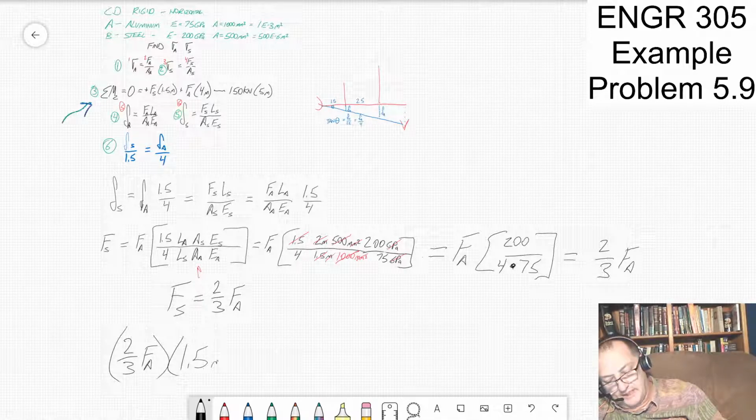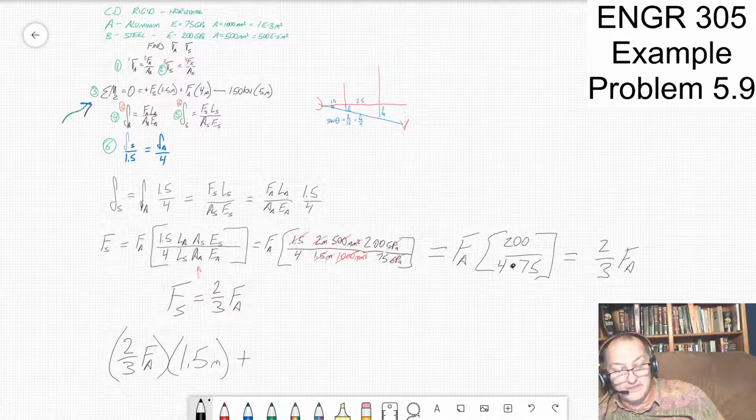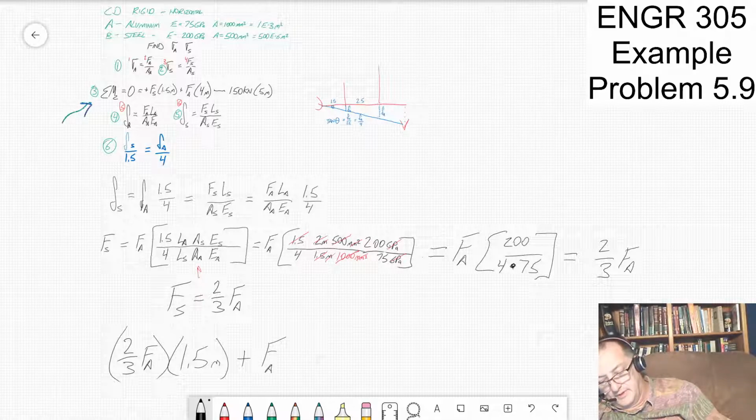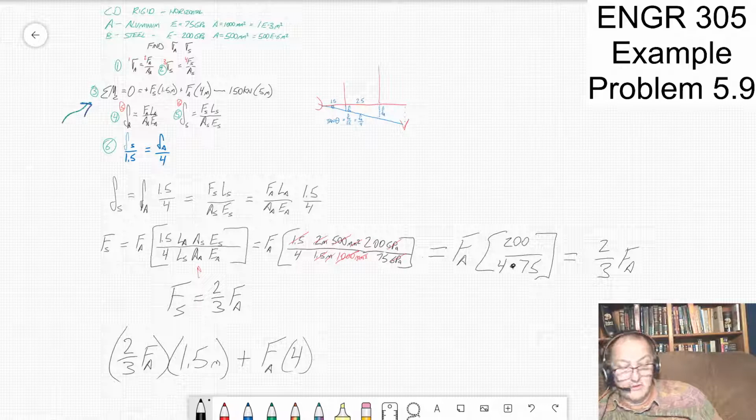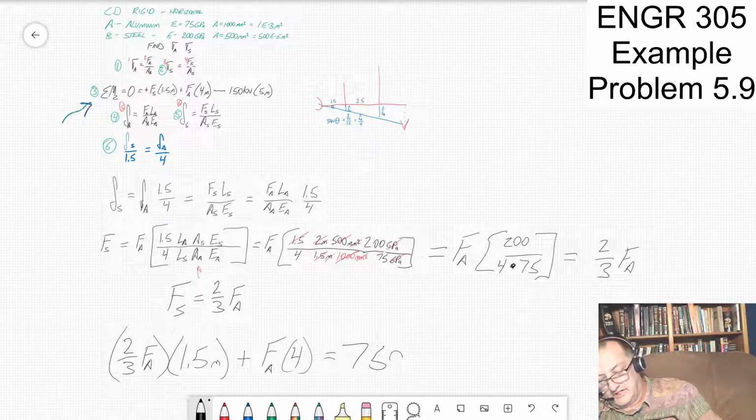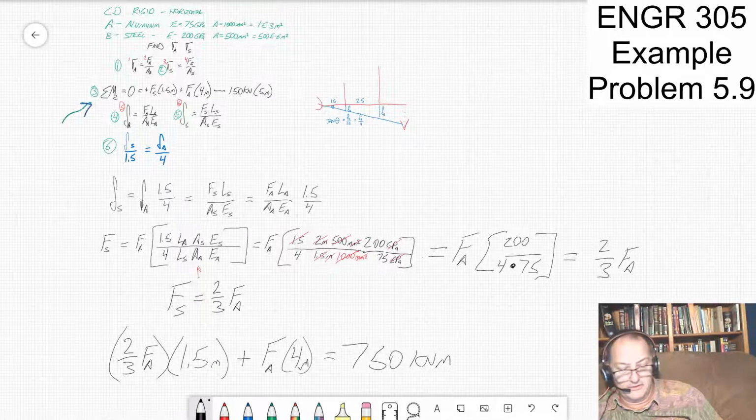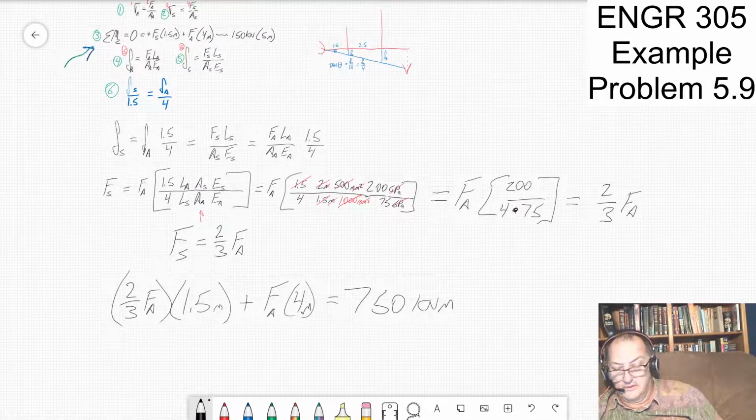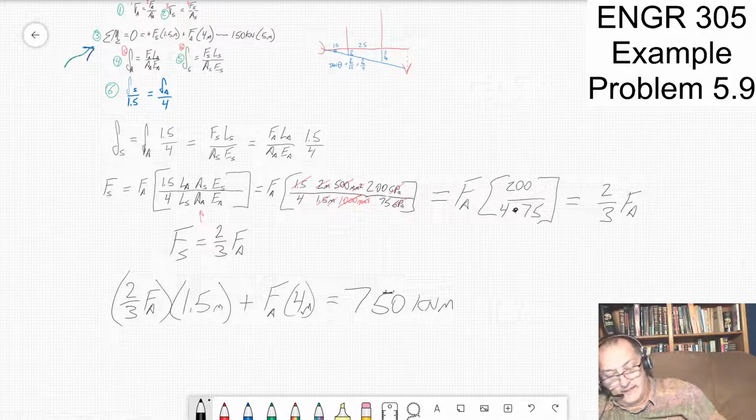times 1.5 meters plus the force in the aluminum times 4 is equal to 750 kilonewton. I forgot a meter there. Meters. So the 2/3 cancels with 1.5. Amazing how that works. And I get 5 times the force in the aluminum is equal to 750 kilonewton meters. That 5 was a meter.